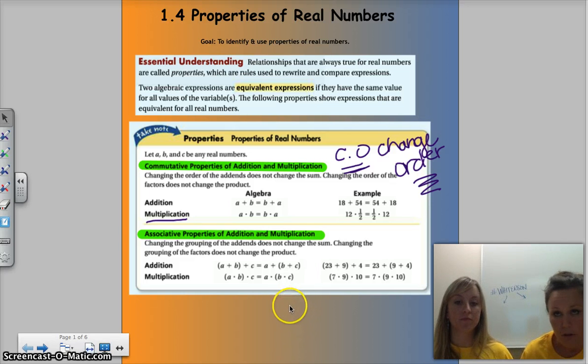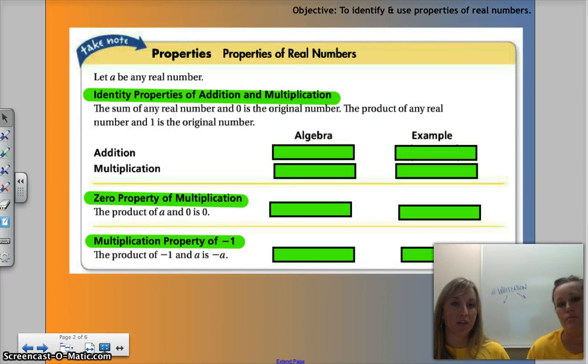You're going to get the same answer. So you should have the first 4 columns filled in right now. Next, we're moving on to identity properties, the identity properties of addition and multiplication. The sum of any real number and 0 is the original number.